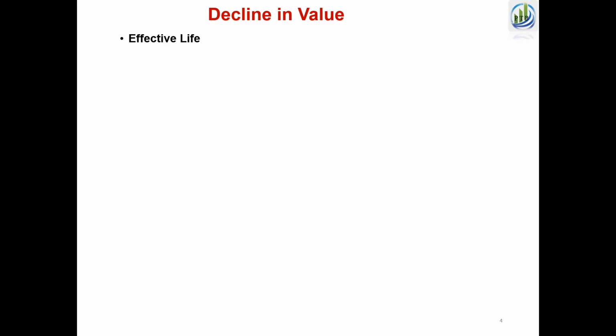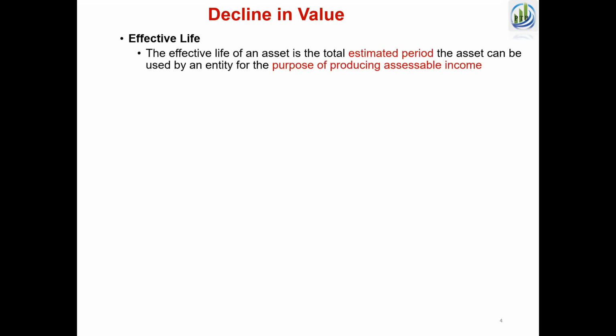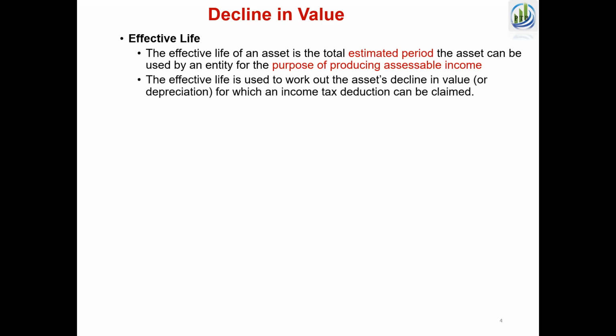So the cost you cannot change because the cost is already fixed. The only thing you can change is the effective life of the asset. So now we want to understand what the effective life of the asset is. The effective life of the asset is the total estimated period the asset can be used by an entity for the purpose of producing assessable income. If you can't use it, it has no value.